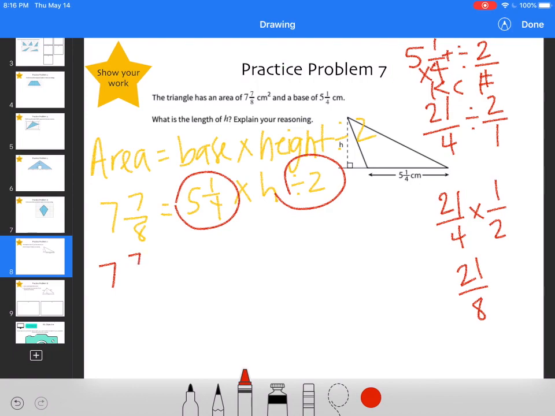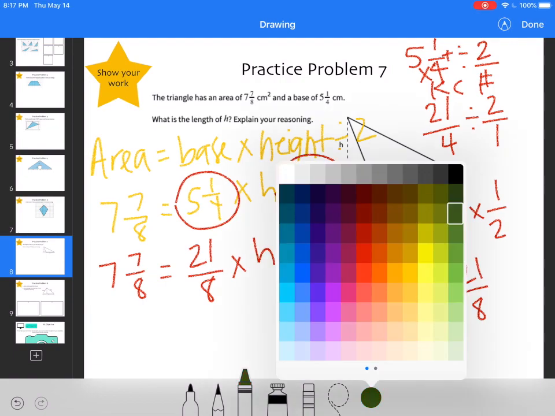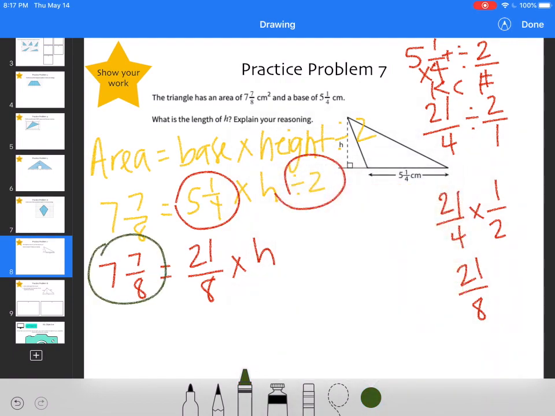So now I'm at 7 7/8 equals 21 over 8 times h. Well, I'm going to have to change this fraction around so that I can figure out what the numerator has to be, so I can figure out what to multiply the numerator by. So 7 times 8 is 56. 56 plus 7 is going to be 63. So I'm at 63 over 8 equals 21 over 8 times h.